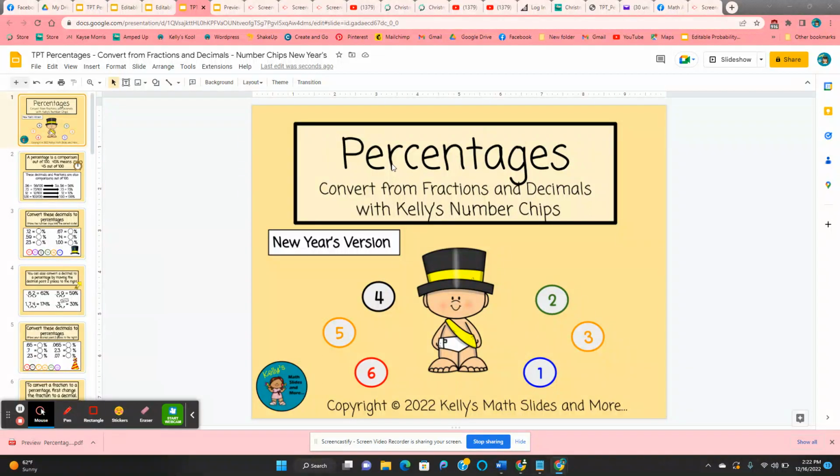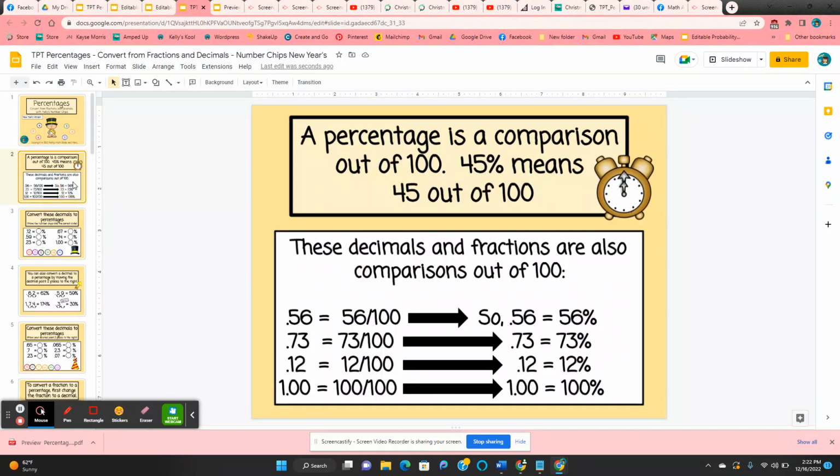Percentages, converting from fractions and decimals with number chips. And this is the New Year's version. It starts with explaining that a percentage is a comparison out of 100. So 45% means 45 out of 100. So it gives them some examples here.